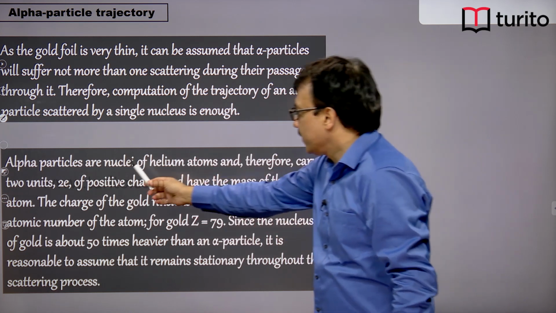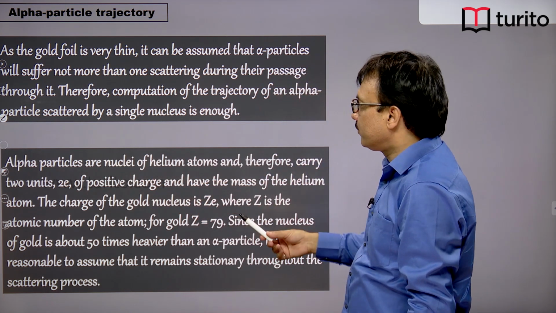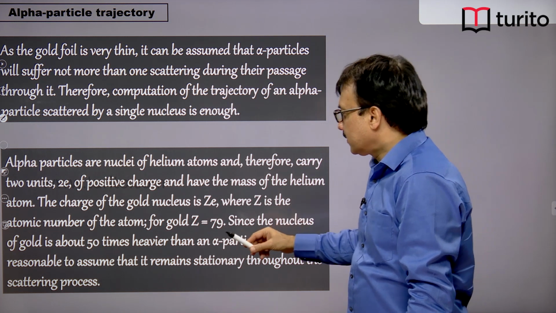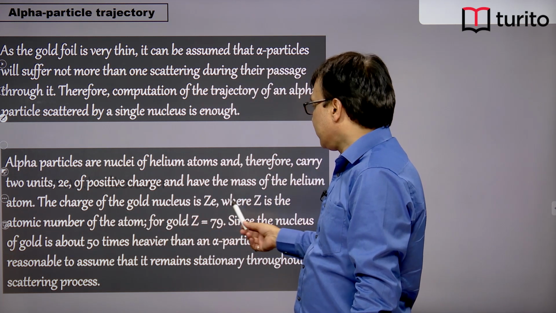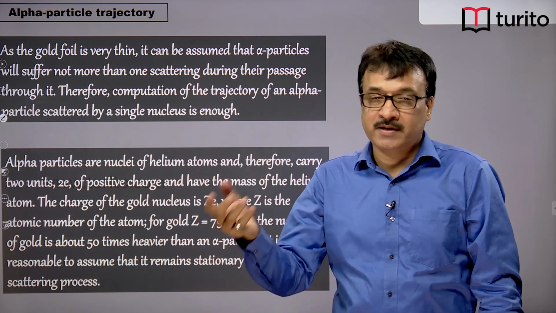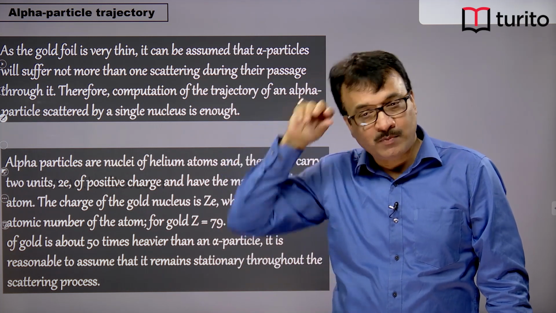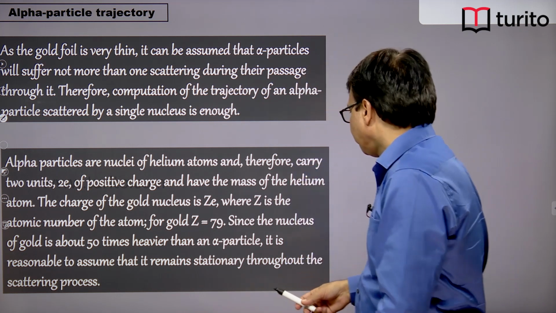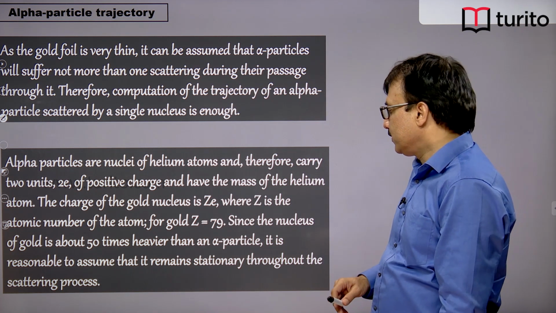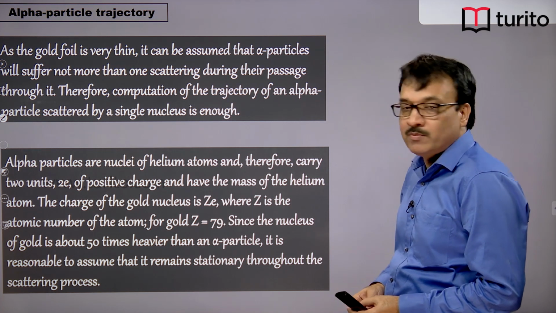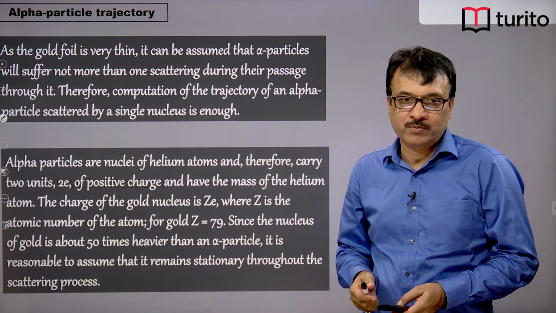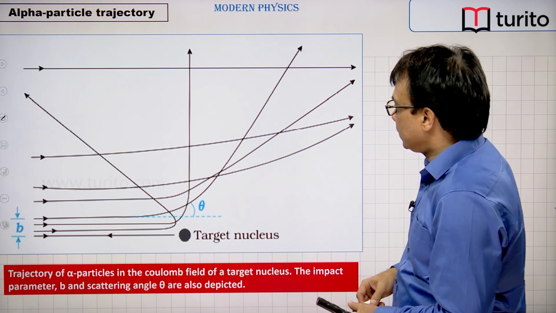The second point is, alpha particles are nuclei of helium atoms and therefore carry 2 units of positive charge, whereas the charge of the gold nucleus is Ze and Z has a value of 79. So, the gold nucleus is much heavier and has greater charge as compared to the alpha particle. So, what happens? Gold is about 50 times heavier than the alpha particle. It is reasonable to assume that it remains stationary throughout the scattering process. So, we assume that the gold atom remains stationary throughout the scattering process, and these are the trajectories.